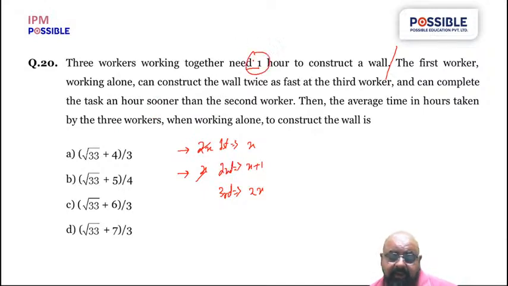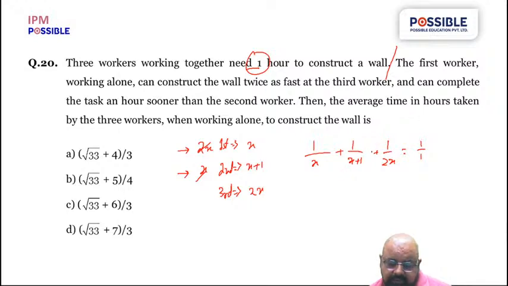Together they are doing it in 1 hour, and therefore I get an equation which would read: the amount of work done by the first in x hours, upon the amount of work done in 1 hour by the second, plus the amount of work done by the third in 1 hour, should be equal to 1 upon 1. Actually, this is the time they will take to finish the work. So if I solve the equation, I will get a value for x.